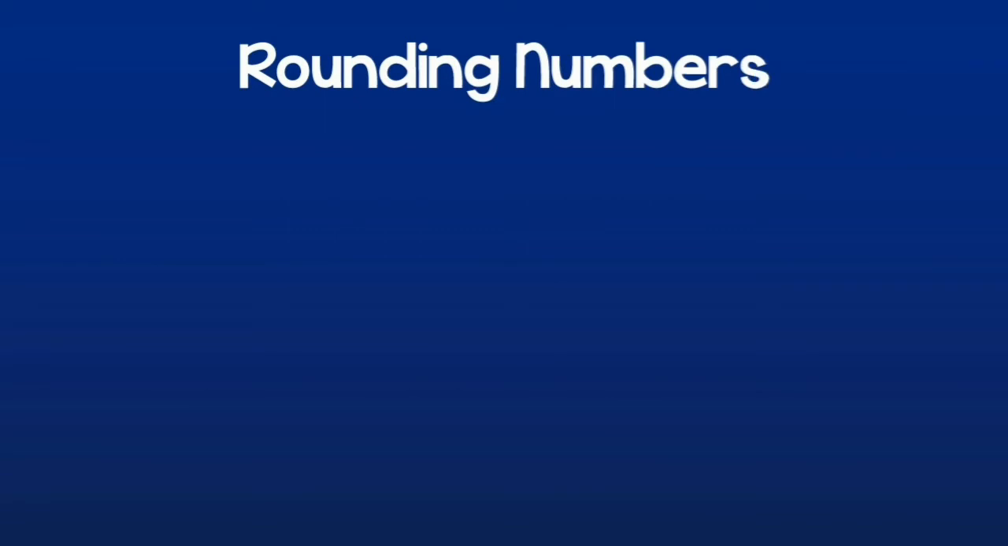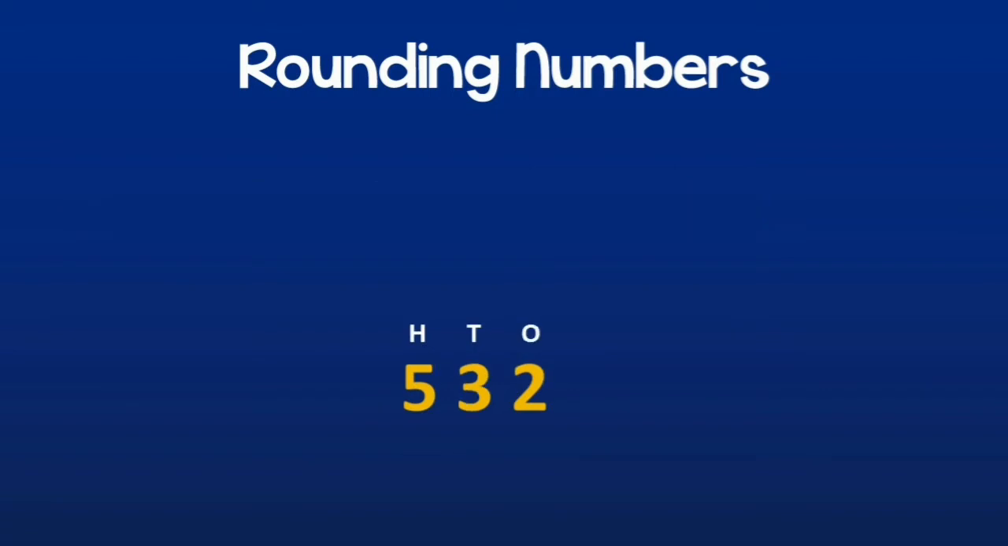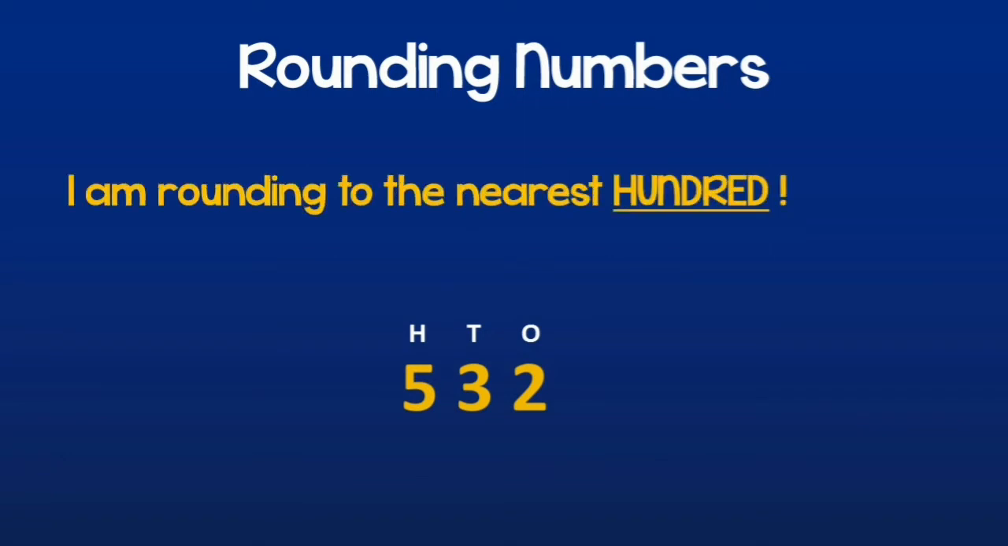Now look at this question. Round 532 to the nearest 100. Now again, here's 532. Let's label the places. The 5 is in the hundreds, the 3 is in the tens, and the 2 is in the ones. Now I'm rounding to the nearest 100, so this means that I need to circle the hundreds place and underline what is after. So I'm going to circle the 5 and underline the 3.